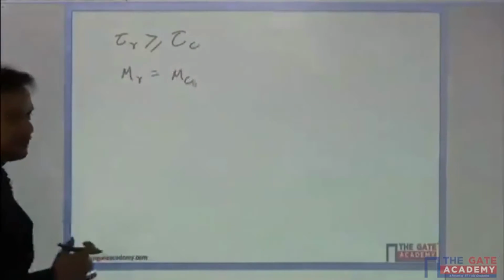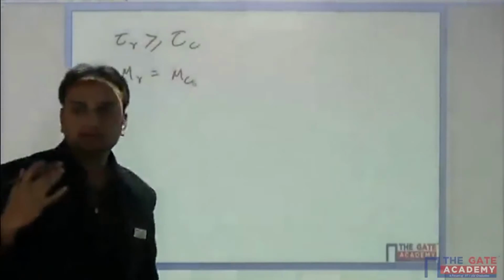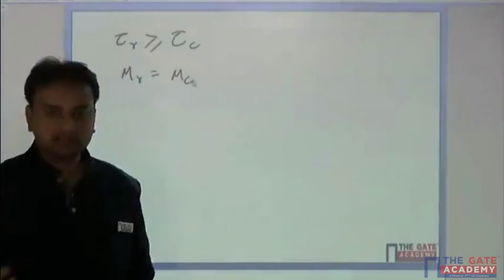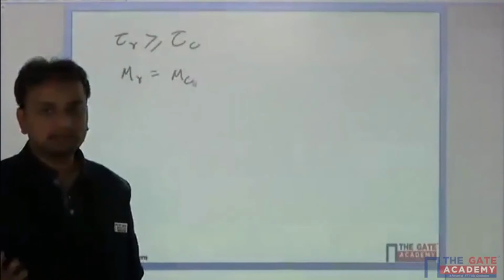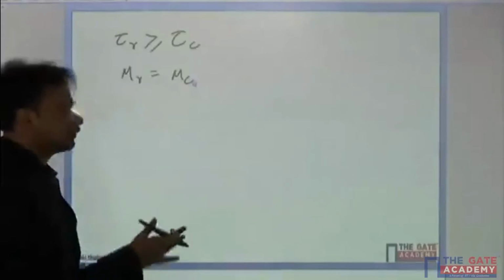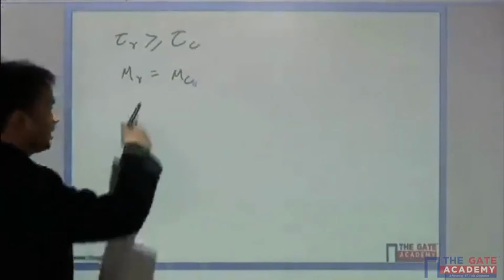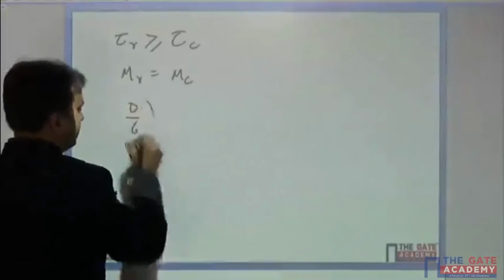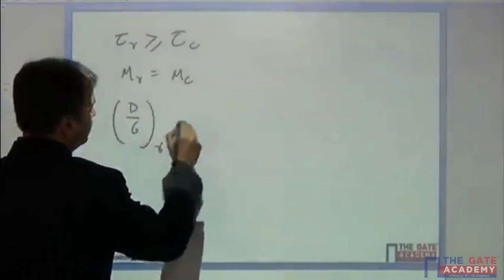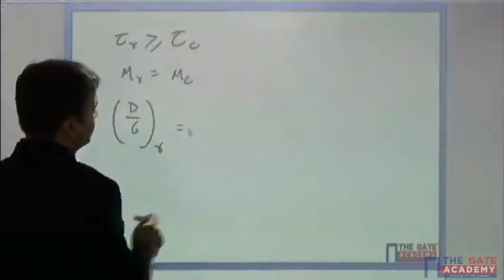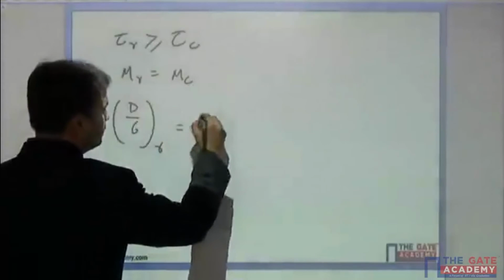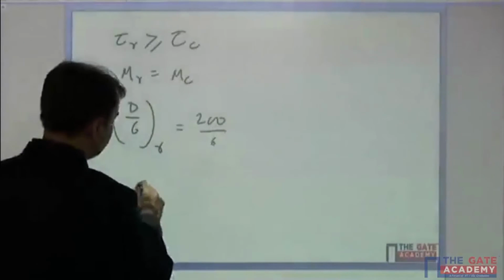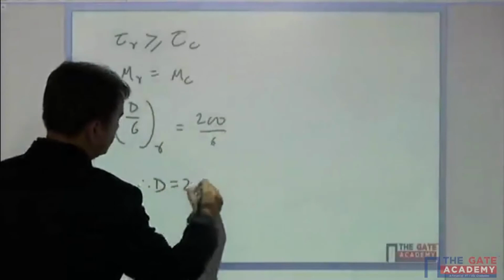In the worst case scenario, the solidification time of the riser is just equal to the solidification time of the casting. It is not greater than that, for an assumption, although it is usually greater than that. So M_R is nothing but D by 6, isn't it? We are talking about the riser over here. And M_C is 200 by 6, isn't it? Now from here we get that D is equal to 200 mm.